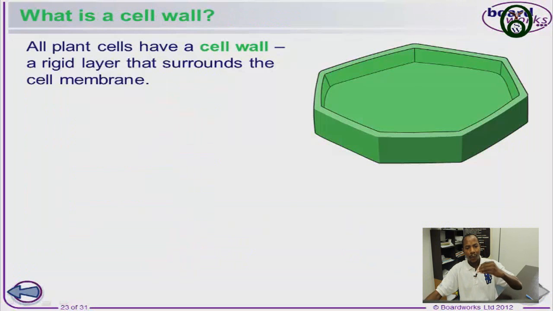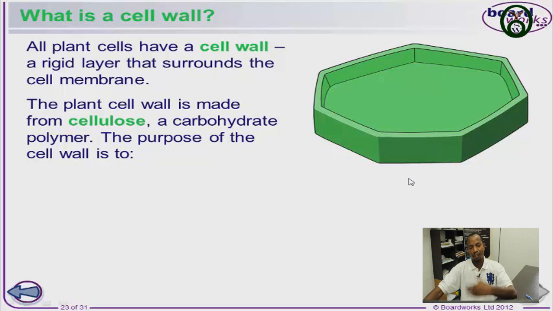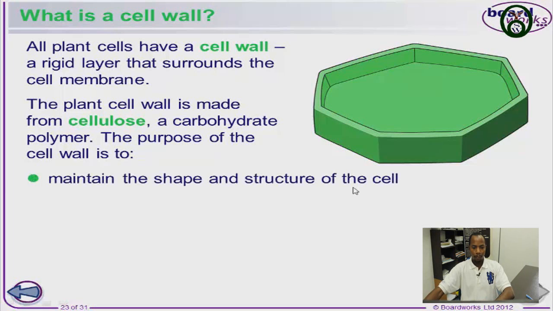Now, what is a cell wall? All plants have a cell wall. They're the rigid outer layer of the plants that give rigidity, support, and protection to the plant. Right? Now, the plant cell wall is made up of cellulose, a carbohydrate polymer, meaning many monomers of sugar put together to form a polymer. And what are the functions? The purpose of the cell wall is to maintain the shape and the structure of the cell. That's the first function of the cell wall.